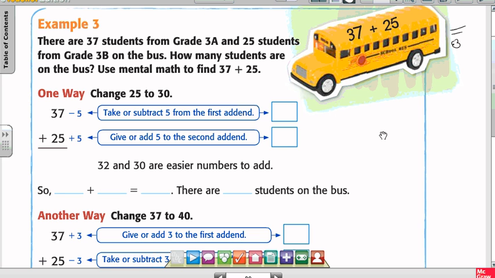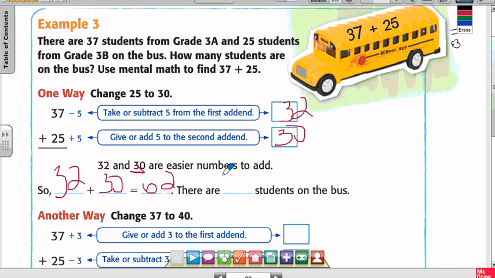So look at the example. It says there are 37 students from grade 3A and 25 students from grade 3B on the bus. How many students are on the bus? Use mental math. It says take or subtract 5 from the first addend. So 37 minus 5 would be 32. And then it says you do the opposite to the bottom. 25 plus 5 would be 30. They showed it to you right here. So 32 plus 30 is 62. So there are 62 students on the bus.